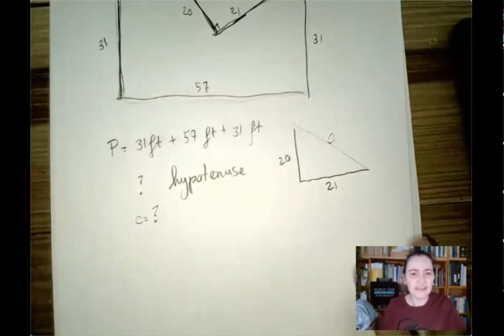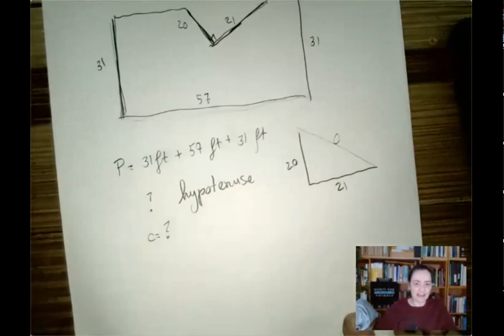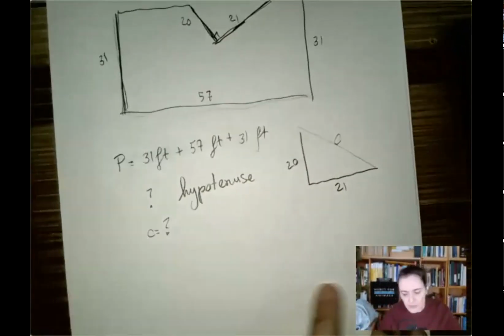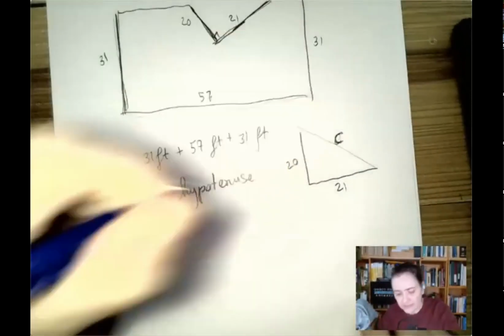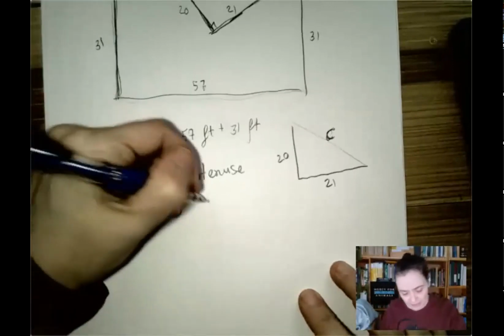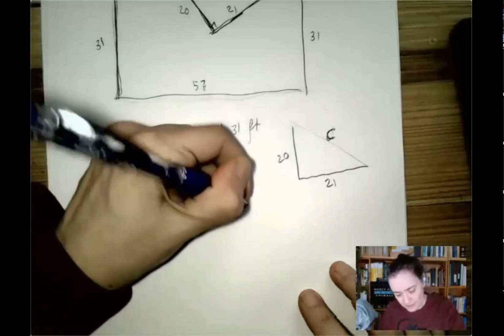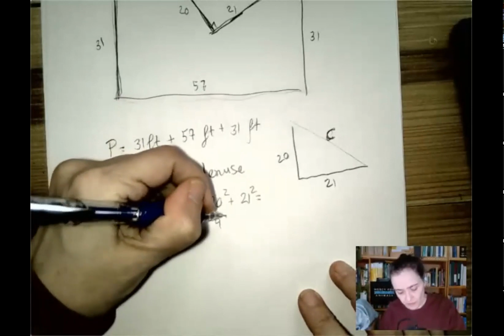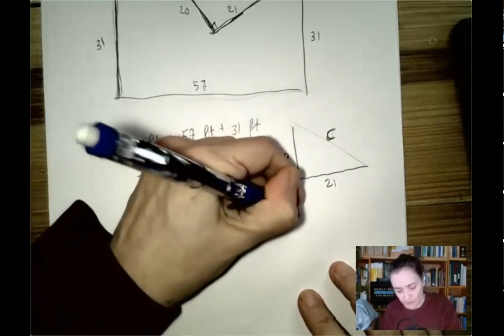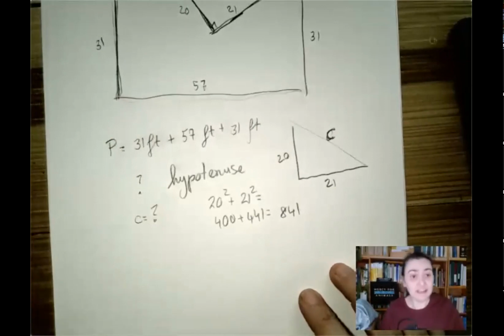By the way, I don't do A, B, and C. I just use X wherever I need X, but that's completely up to you. So what is the hypotenuse? Can you find it for me, pretty please? Indeed, 20 squared plus 21 squared is 400 plus 441, which is 841, which so happens is 29 squared.